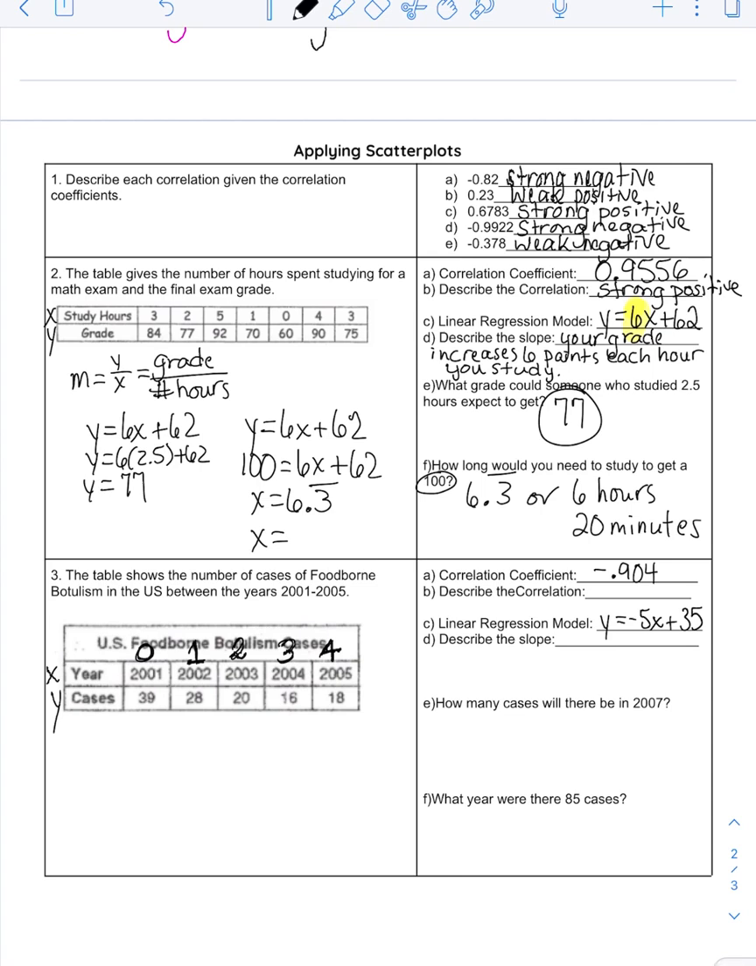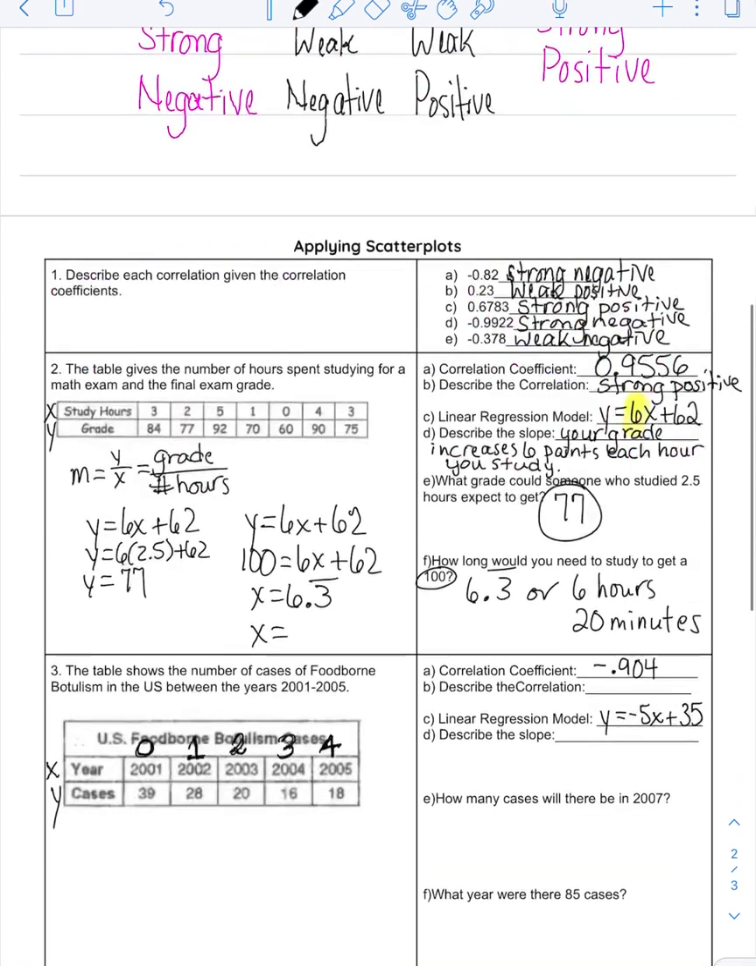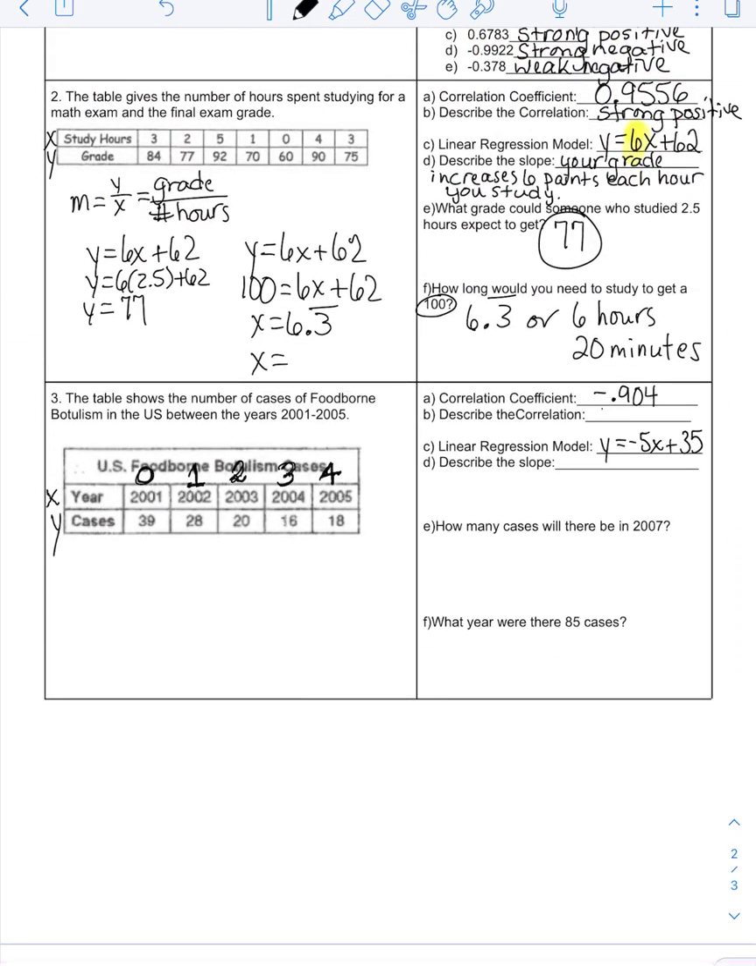So now let's go through and actually use this information. How would I describe the correlation? Well, first of all, I can clearly see it's negative. And negative 0.9 is right about here. It's almost at -1. So that is definitely a strong negative correlation. And that makes sense because as the years increase, the number of cases decrease. That's what a negative relationship means. So a strong negative relationship or correlation.